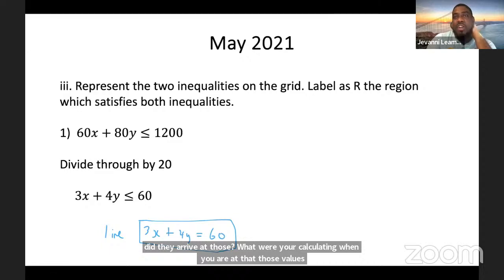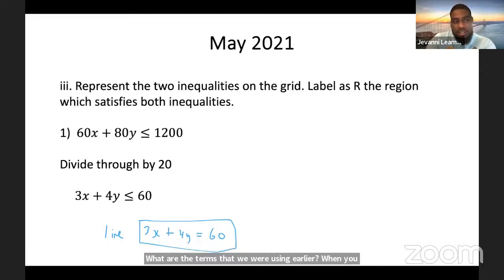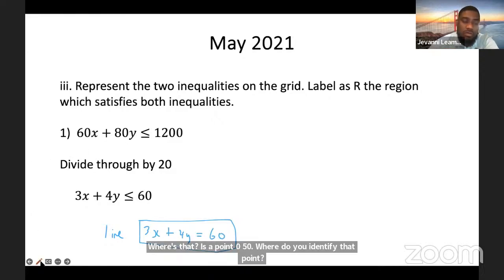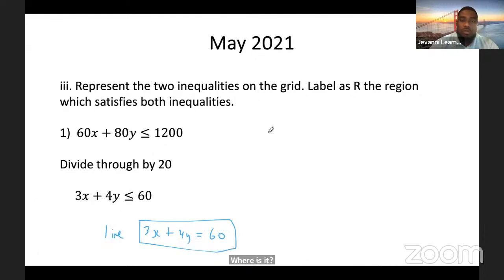What are the terms that we were using earlier? Sir, we can use the numbers from the 3x going to the 60. We can use the 3x divided by 60, and that's how we have our point. No. All right, let me ask another question. Where exactly is the point 0, 15? Where do you identify that point? Where would that point lie on your graph?